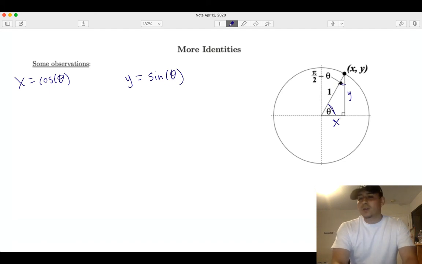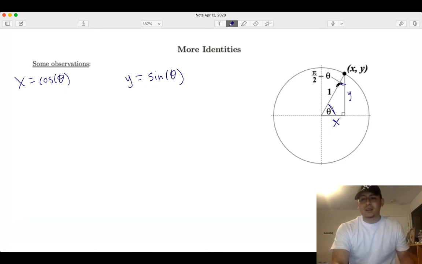So even though we don't know the measurement of this top angle, we can still define the third angle using the second angle, by saying that this angle must measure pi over 2 minus the measurement of this angle right here. So that's the measurement of this top angle: pi over 2 radians minus the measurement of this bottom angle, theta.